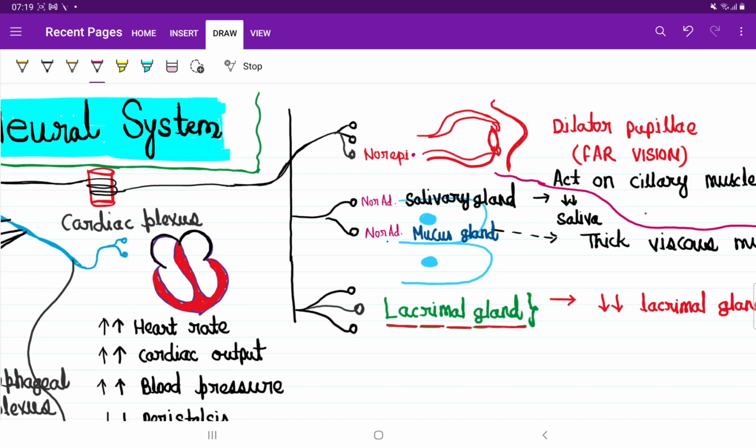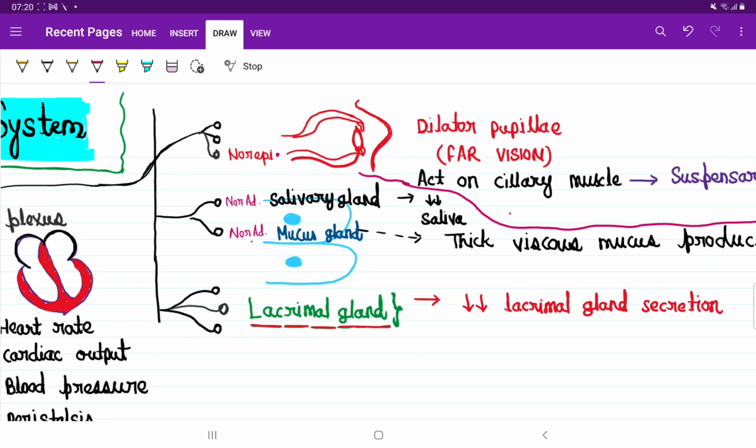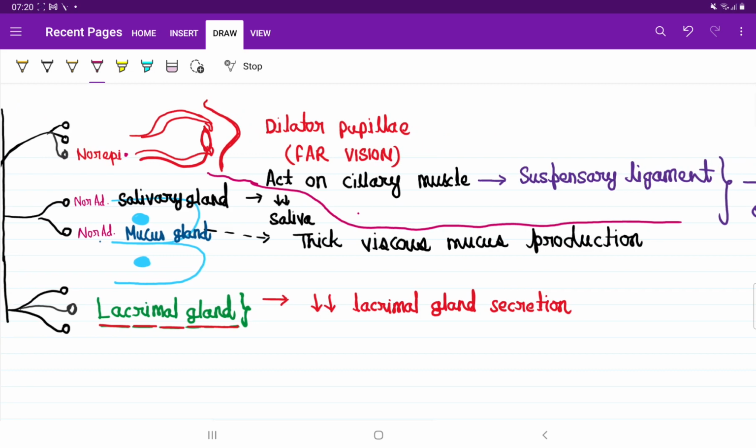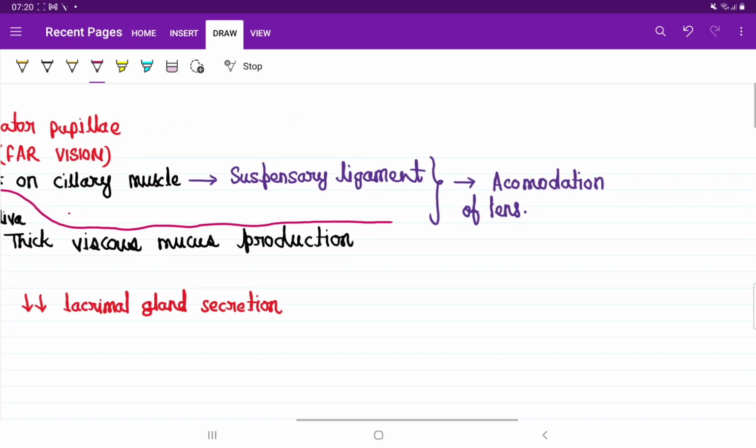No, like to see far. So actually what happened, this norepinephrine of the sympathetic neurons, they dilate the pupil, and when they dilate the pupil, you will see far, you will collect more light from the surrounding, more images from the surrounding, and there will be more vision. And obviously one side they will dilate the pupil, another side they will accommodate our lens also. They will act on ciliary muscle, they will act on suspensory ligament, and according to that, the lens will also be accommodated.